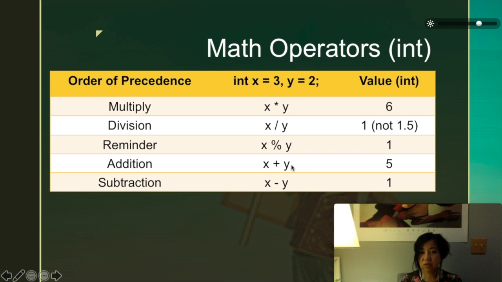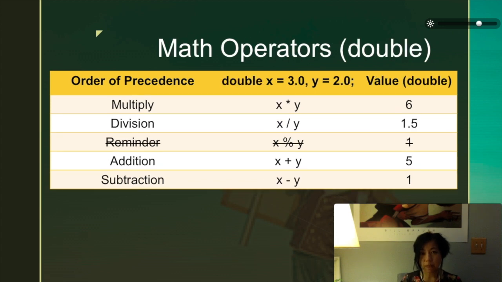For addition, plus, and subtraction, minus, I think is pretty obvious to you. I would recommend that you try this out and see what happens on cpp.sh. For doubles, the operators are mostly the same, except that we don't have the remainder one.